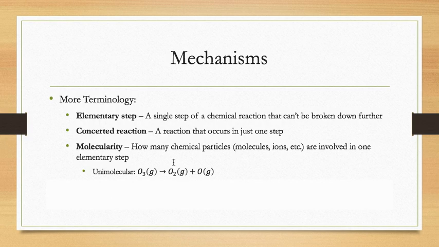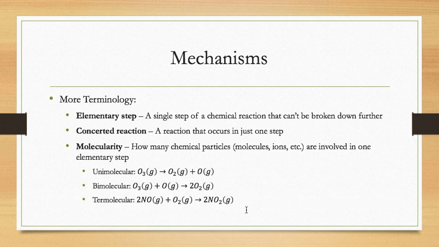This is called a unimolecular reaction because you just have one particle here, one ozone molecule that's breaking apart. In a bimolecular process, we have two things, like in the second step, right? We had one O3 molecule and one oxygen atom that collided to form products. So that's called a bimolecular process. We also could talk about a termolecular process.